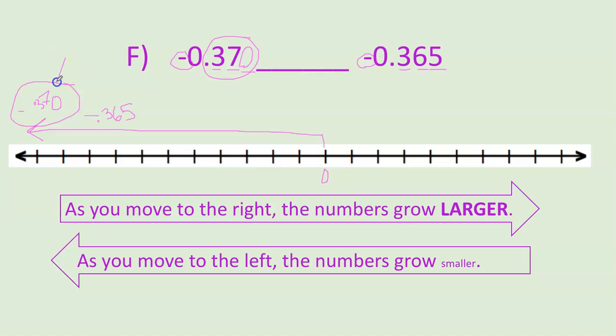You have more negatives here. So it's going to take you further to the left from 0. And remember, as you move to the left, the numbers grow smaller. So this number is smaller. And as you move to the right, the numbers grow larger. So this number is larger than the negative 0.370. So negative 0.370, it's further to the left, so it is less than negative 0.3650. Or you could read this backwards and say negative 0.3650 is greater than negative 0.370.